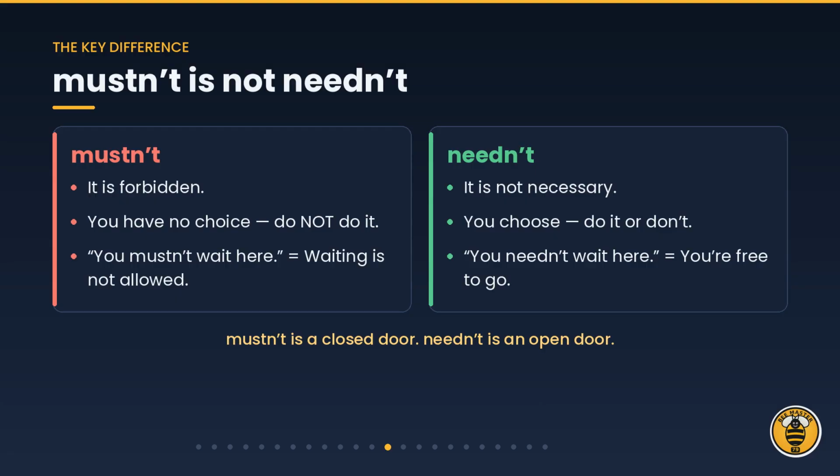Now the heart of this lesson. Many learners believe that mustn't is the negative of must in the sense of not necessary. It is not. You mustn't wait here. That means waiting is not allowed. You needn't wait here. That means you are free to go. Waiting is simply unnecessary. One sentence closes a door, the other opens one. Remember that image and you will never confuse them again.